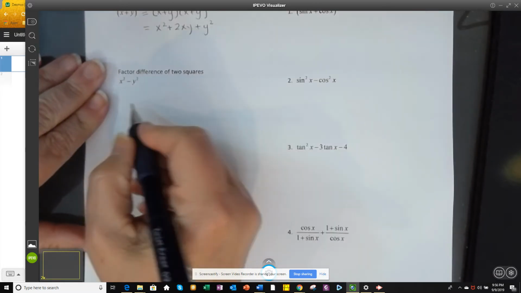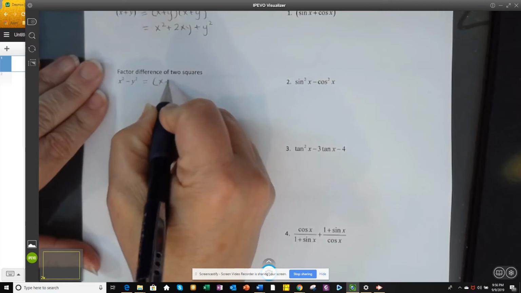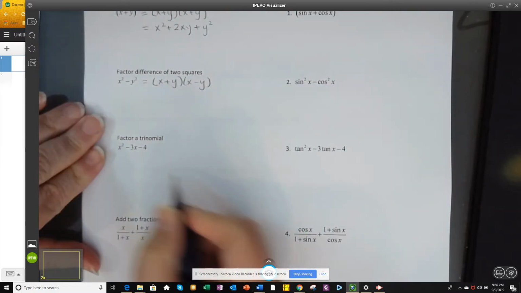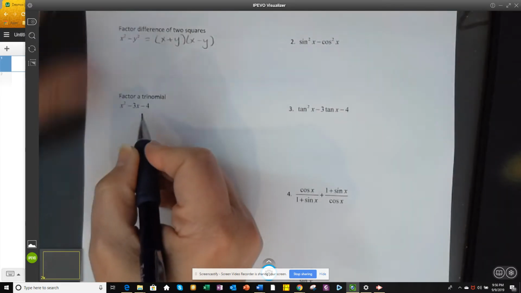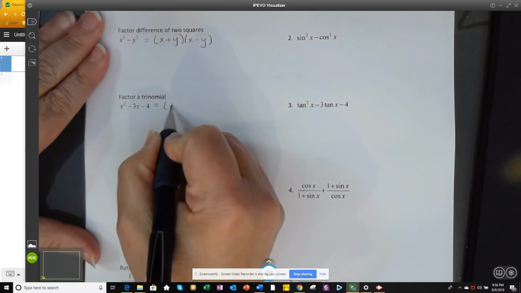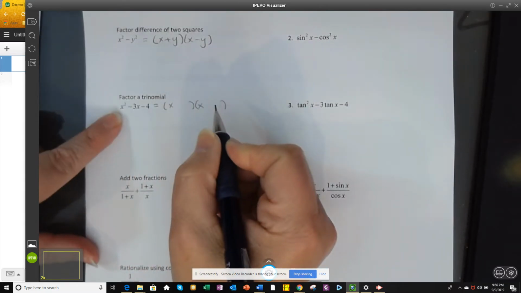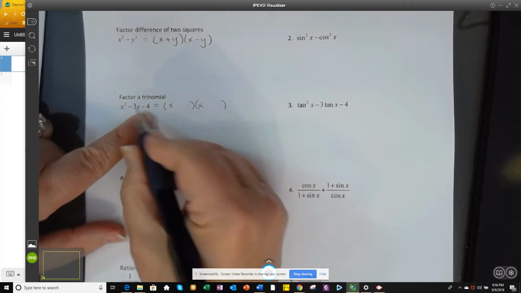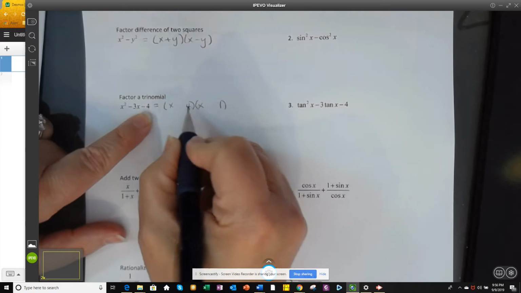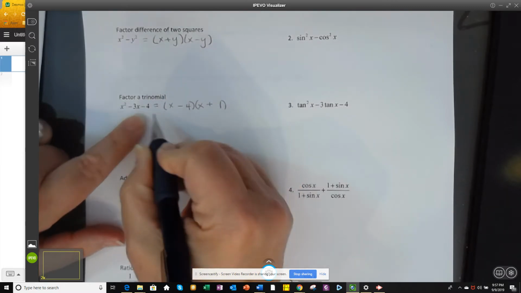And then we're going to factor the difference of squares here, which is going to equal x plus y times x minus y. And then we're going to factor a trinomial, which is all Algebra 2 stuff that we've done before. And that's going to be x and x, the factors of x squared. And then we need the factors of 4 that might add up to 3. And it's going to be a 4 and a 1. And this has got to be negative and plus because the inner product and the outer product have to sum to a negative 3.